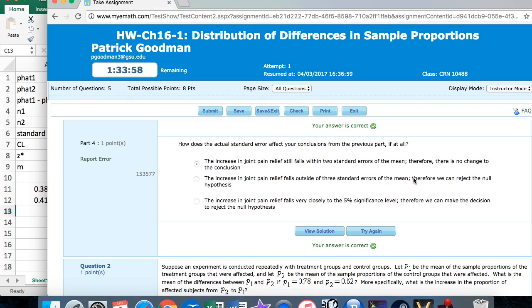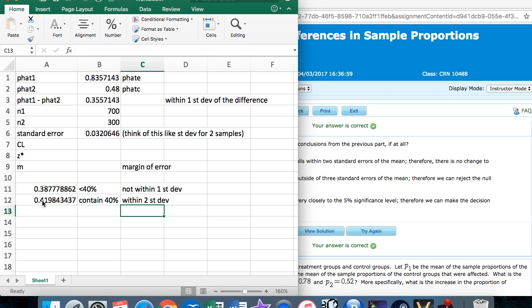So my solution is going to be this. The increase in joint pain relief still falls within 2 standard errors of the mean. Therefore, there is no change in the conclusion, right? Because if it still falls within 2 standard errors or 2 standard deviations, it means I'm still in the acceptance region. That's just what this means. So that's kind of the easier way to just check.